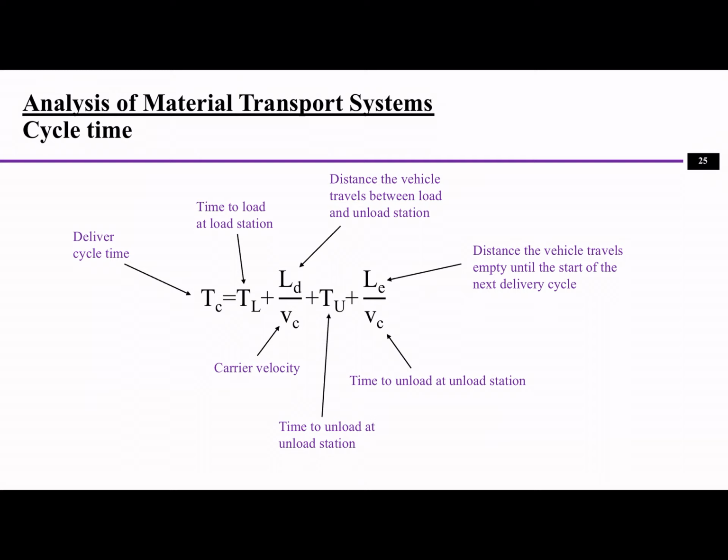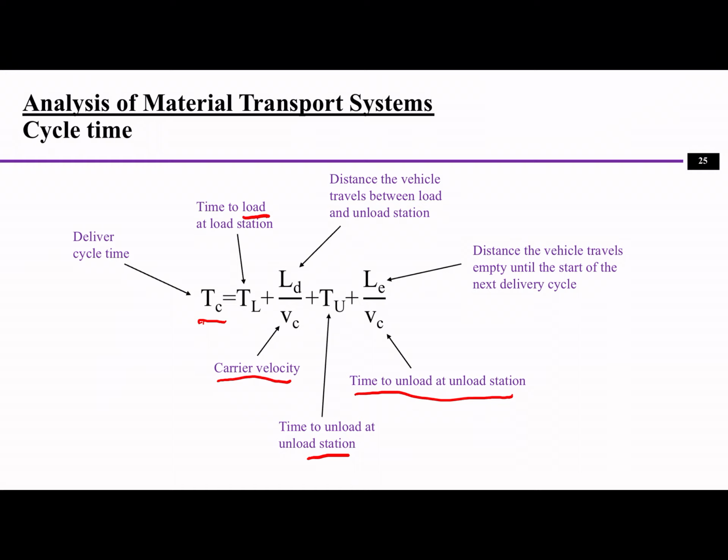So the calculation is fairly straightforward actually. If you want to calculate the delivery cycle time, the cycle time includes the time to load the material and the time to unload the material, as well as the transportation time, right? Transportation time will be considered as two different transports. One is where we carry materials. The other is where we do not carry materials, which is to come back.